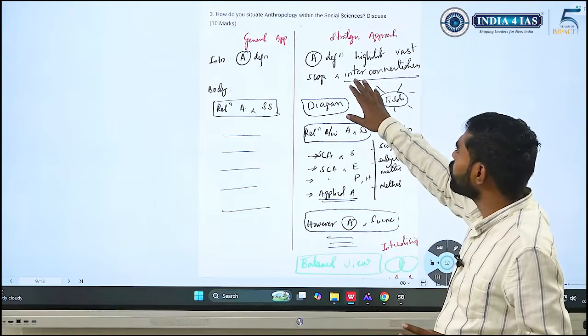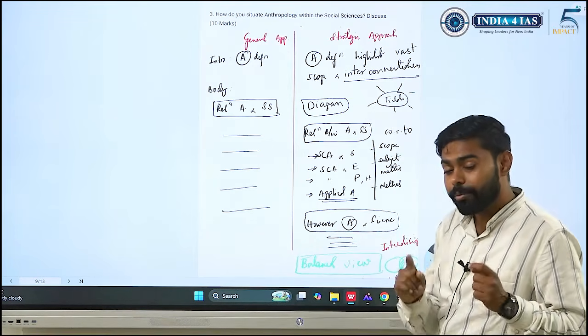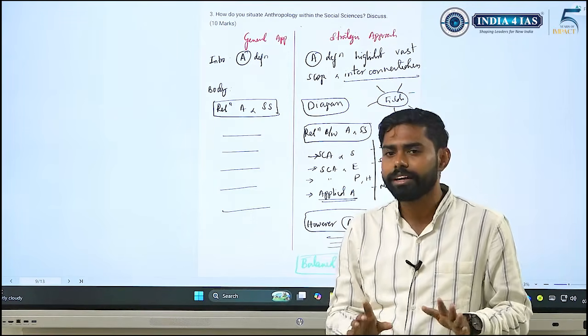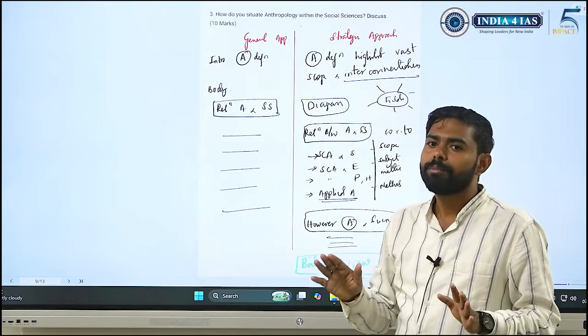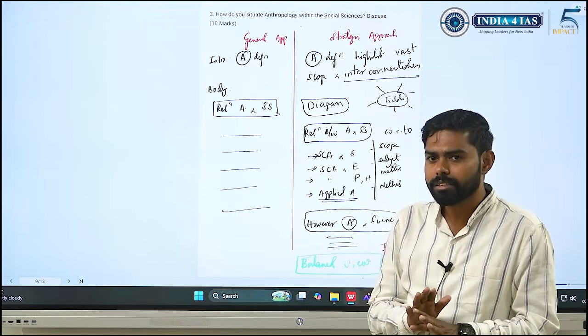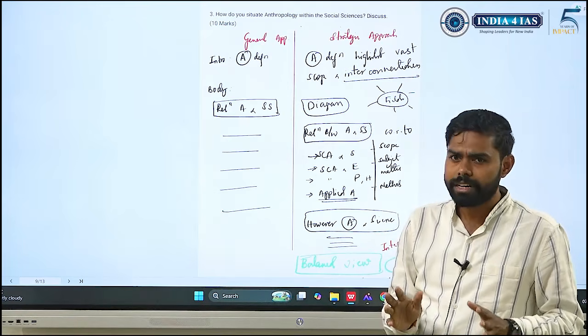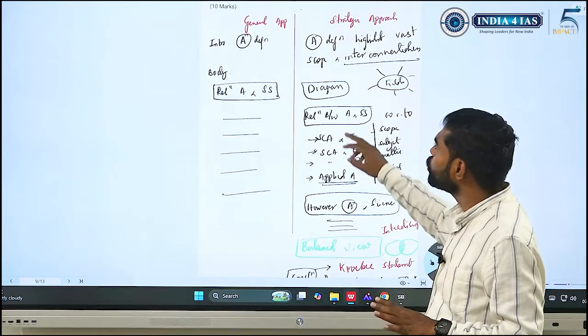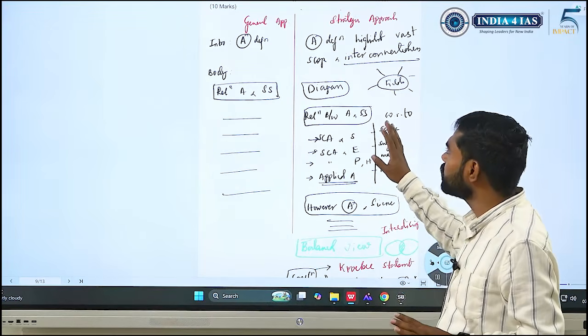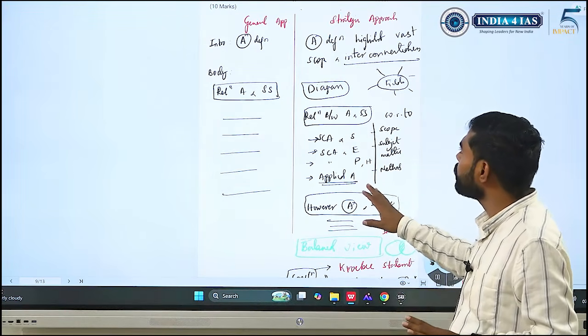So how do you situate anthropology within the social sciences? Okay, I'll be giving you the answer as well only in the analytical questions, not in the questions which are direct and theoretical, because everyone knows the content. There should be no difficulty in writing the content that you know. Anyhow, I am giving the dimensions. So how do you situate anthropology within the social sciences? This is the third question. Again, we have it for 10 markers.